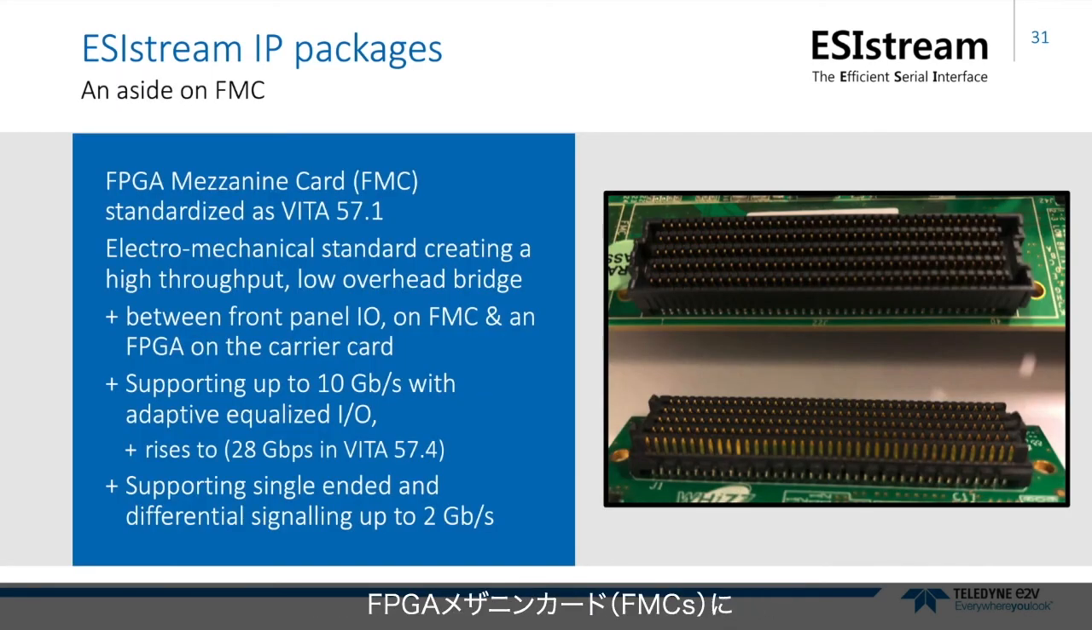Just want to say a quick couple of words about FPGA mezzanine cards, or FMCs. The FMC standard VITA 57.1 describes an electromechanical standard for a high throughput, low overhead data bridge. Mechanically, the FMC comprises either a low or a high pin count connector, comprising either 4x40 or 10x40 pins. The standard FMC today supports data rates up to 10 gigabits per second with adaptive equalized input and output. This is planned to rise to 28 gigabits per second in the VITA 57.4 version of the standard.